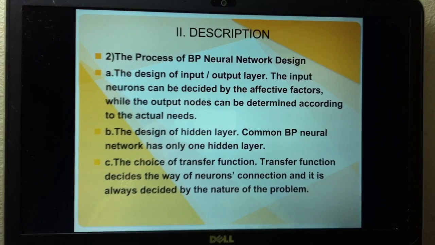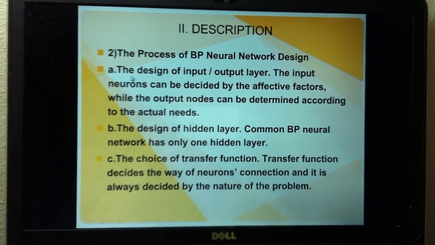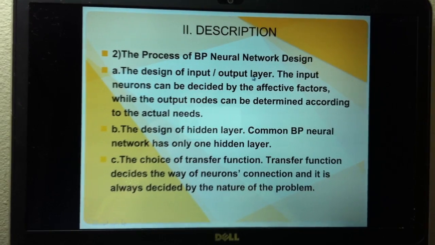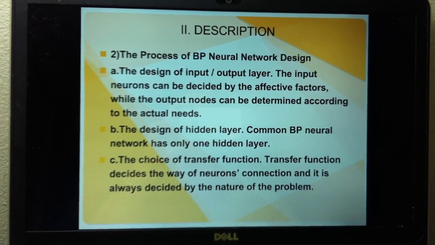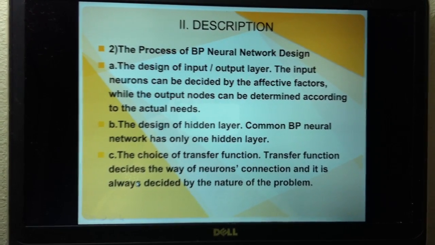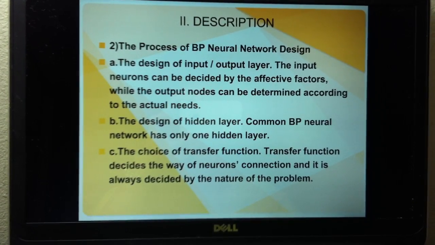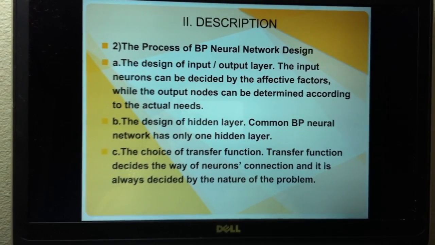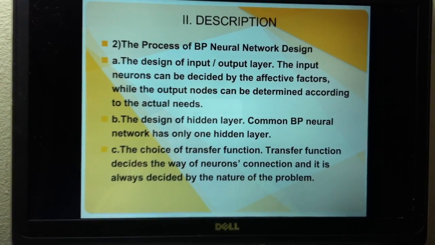The second part is the process of BP neural network design. We design the input-output layer and the hidden layer. Common BP neural networks have only one hidden layer. And third is the choice of transfer function. The transfer function decides the way of neural connections, and it is always designed by the nature of the problem.